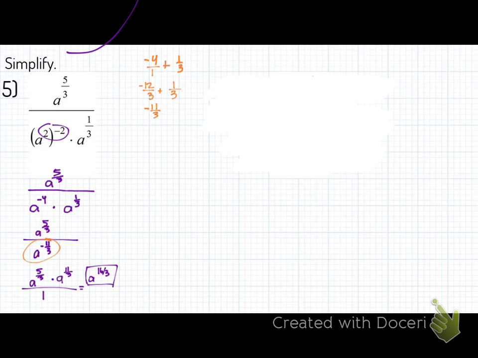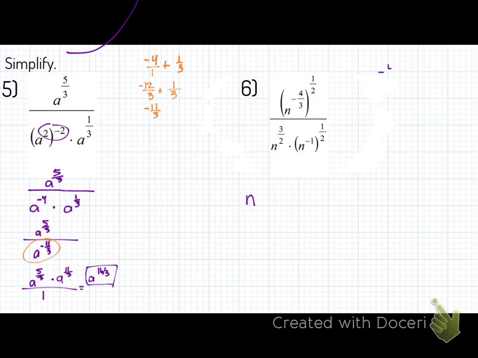There we go. Next. Last one, number 6. Let's write this down. Okay? Give you a moment to write that down. Okay. So, looking at this numerator and denominator, let's just focus on the numerator first. What can I do with this numerator? Multiply, right? So we got n to the negative 4/3 times 1/2 is going to be, well, what's negative 4/3 times 1/2, everyone?